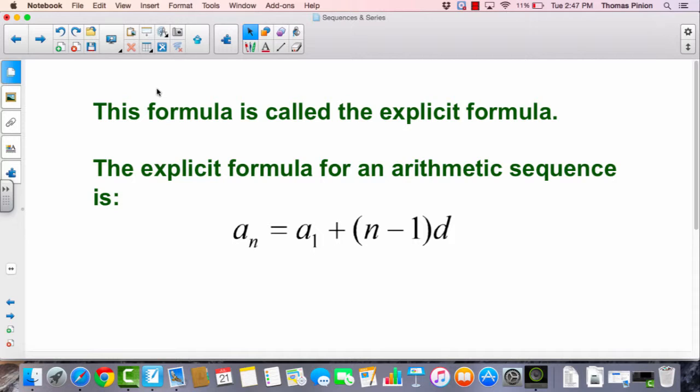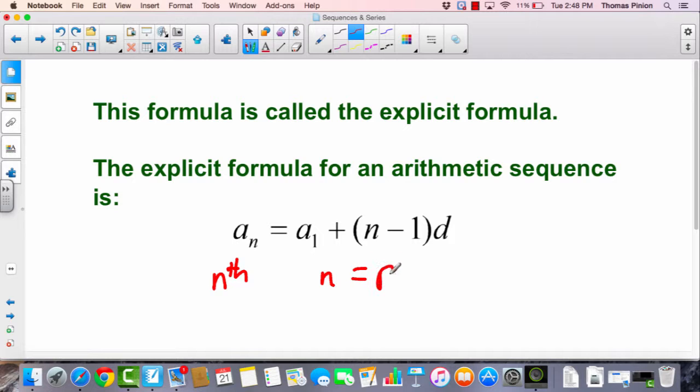All right. This formula is called the explicit formula. The explicit formula for an arithmetic sequence is A sub n equals A sub 1 plus n minus 1 times d. Now what we've got to understand is that A sub n is what we call our nth term. That means any term that we want. And n is going to be the position, the number of the position of the term.